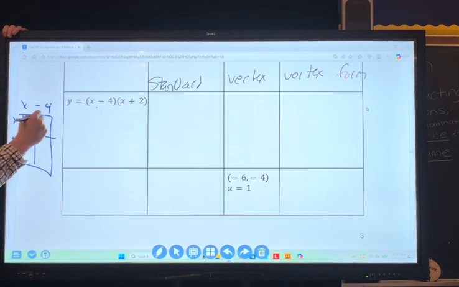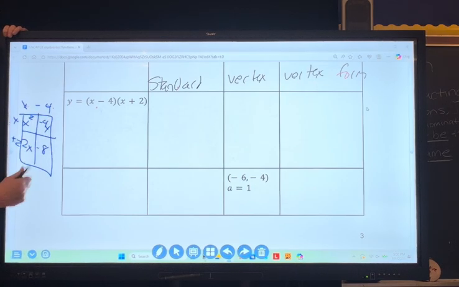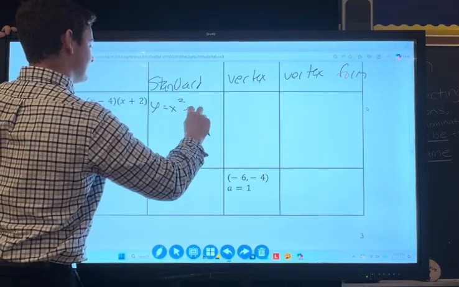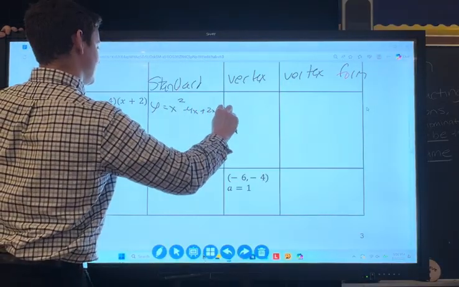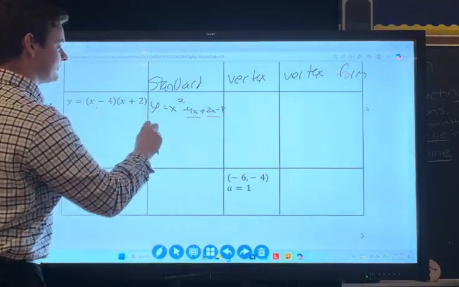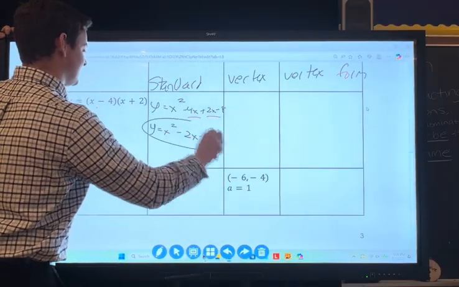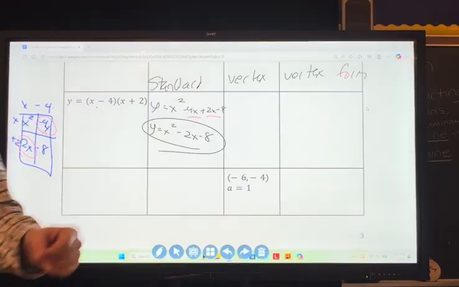x times x is x squared. -4 times x is -4x. x times 2 is 2x. -4 times 2 is -8. These two terms here can combine, and I'm left with y equals x squared minus 4x plus 2x minus 8. As I said, these two combine, y equals x squared minus 2x minus 8. That is my standard form.